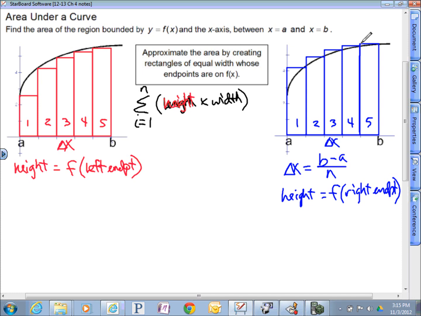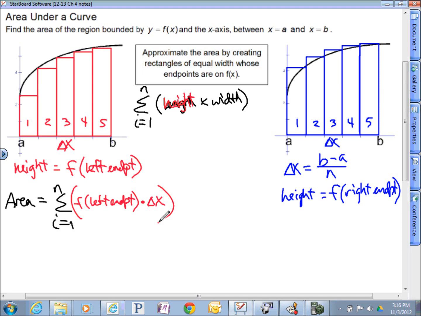If I wanted to come up with the area under the curve on this side, I would do a sigma i equals 1 to n of f of my left endpoint times change in x.